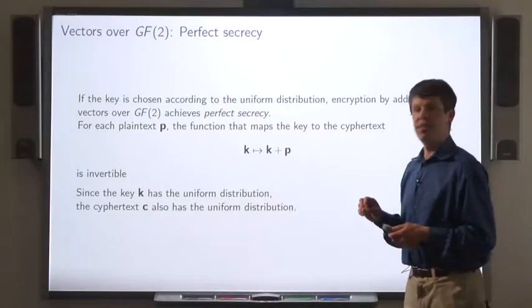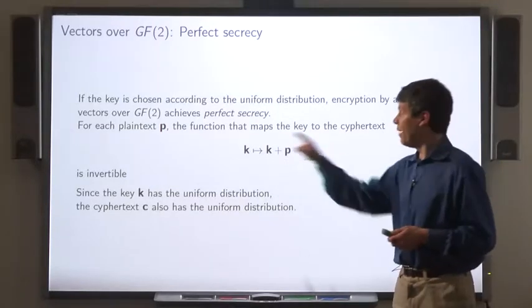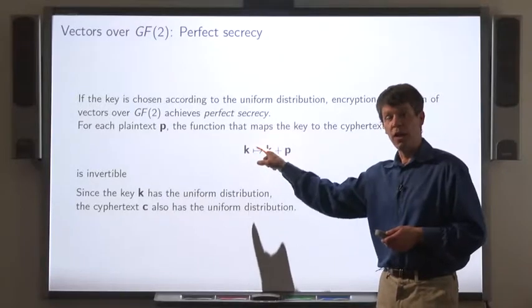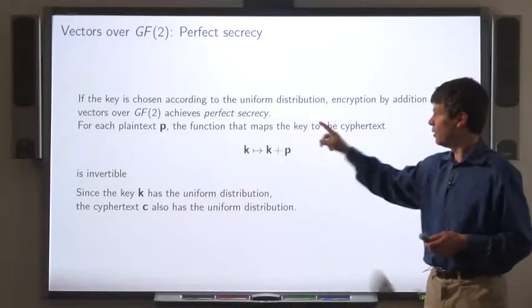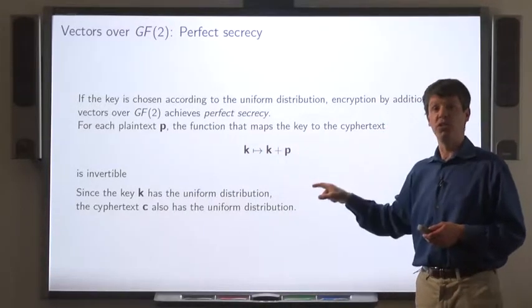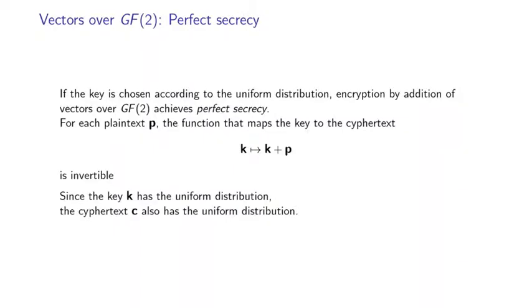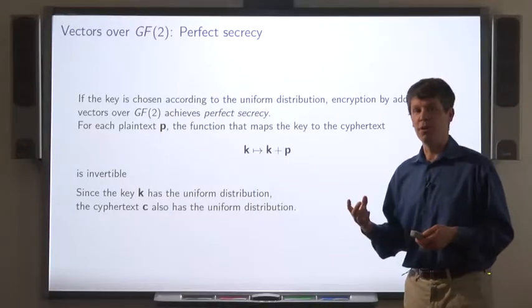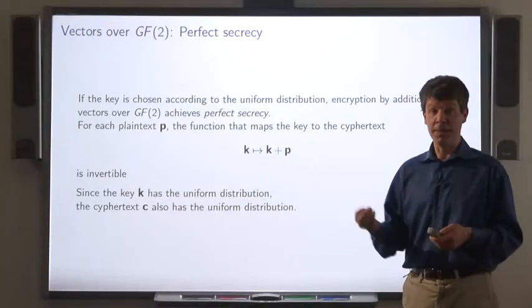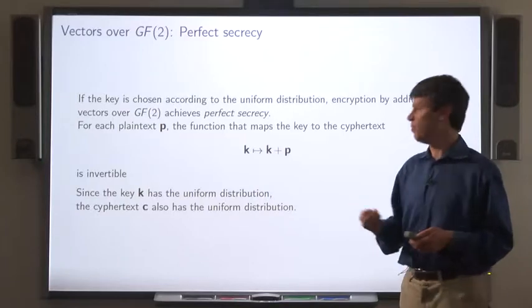What that means is that if the key k is chosen according to the uniform distribution, the output will also be distributed according to the uniform distribution. Now, that doesn't depend on which plain text we chose. Regardless of the plain text Alice chooses, the distribution of the output is the uniform distribution. So an eavesdropper learns nothing about the plain text by looking at the output.